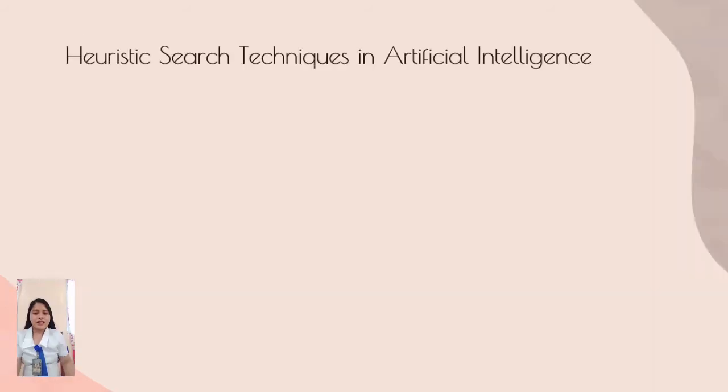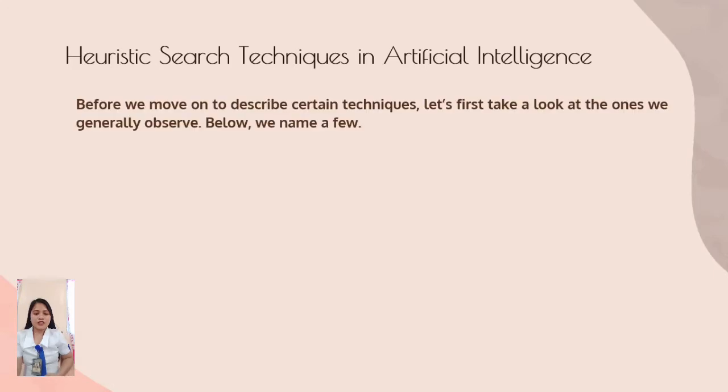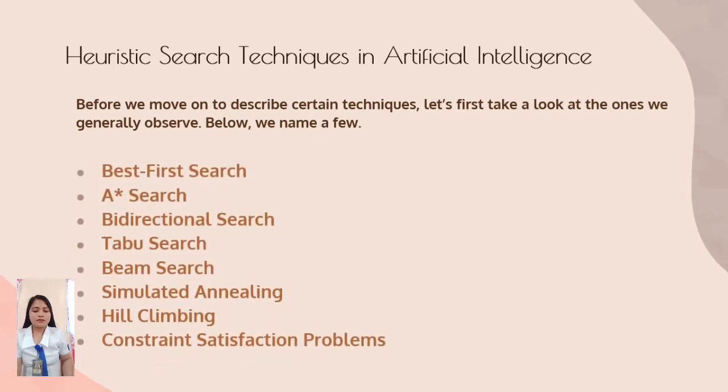Heuristic search techniques in artificial intelligence. Before we move on to describe a certain technique, let's first take a look at the ones we generally observe. Below, we name a few: best first search, A* search, bidirectional search, taboo search, beam search, simulated annealing, hill climbing, constraint satisfaction problems.